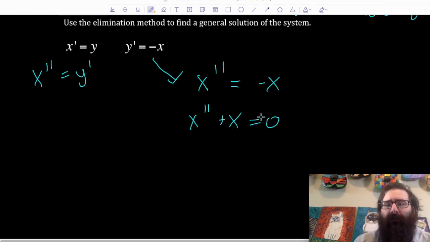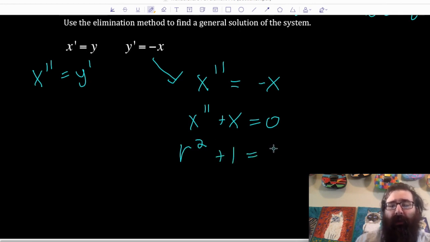And now we want to use the characteristic equation with this. So remembering what we said about the characteristic equation, I can replace x double prime with r squared. I would replace x with 1. We sort of skip over x prime, notice that, equals 0. And I want to go ahead and solve this. Looks like if I move this to the other side, I get r squared equals negative 1.